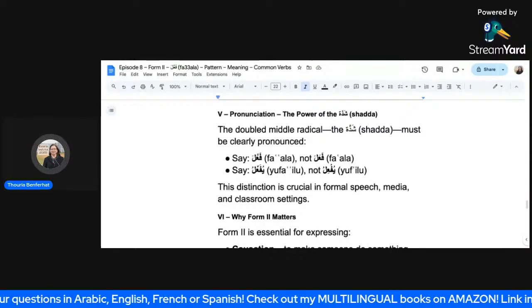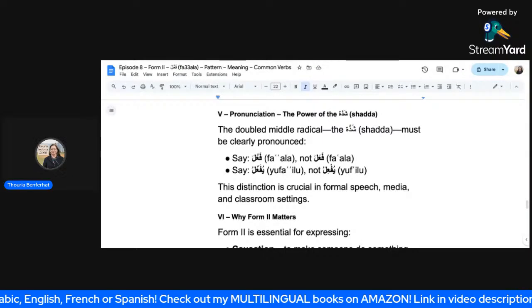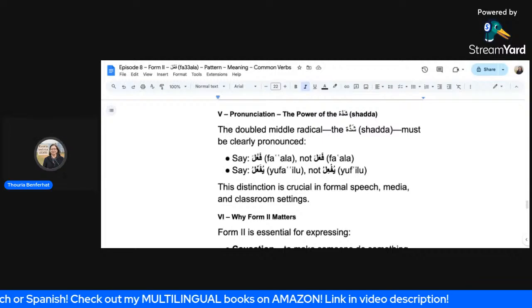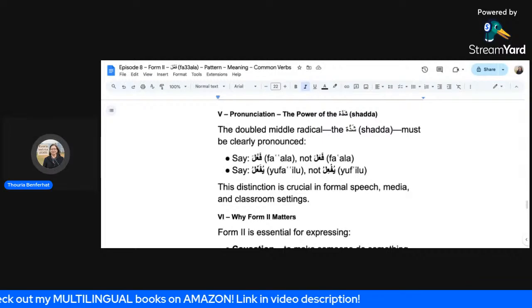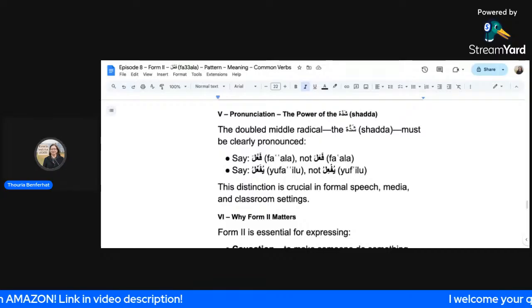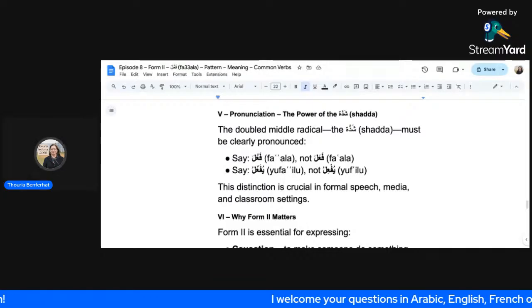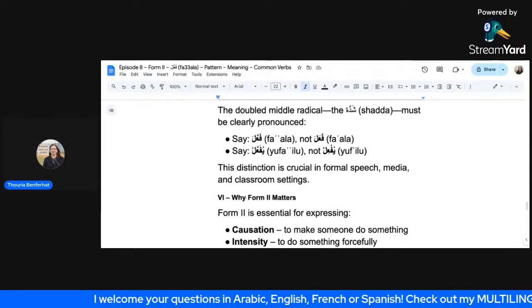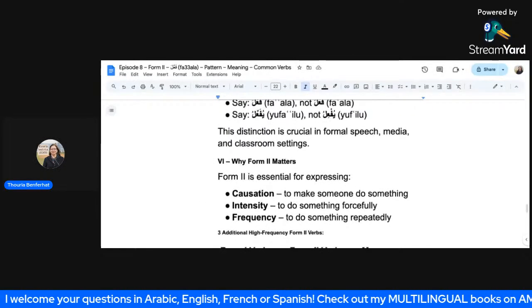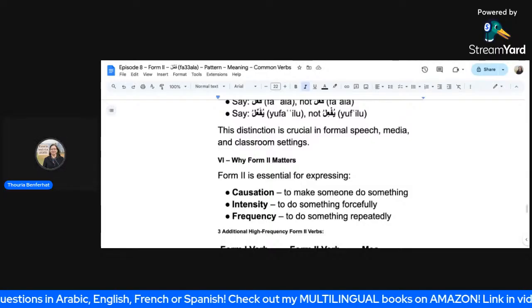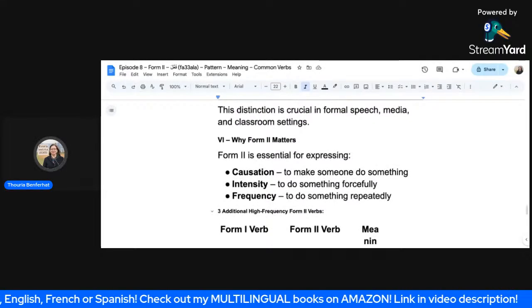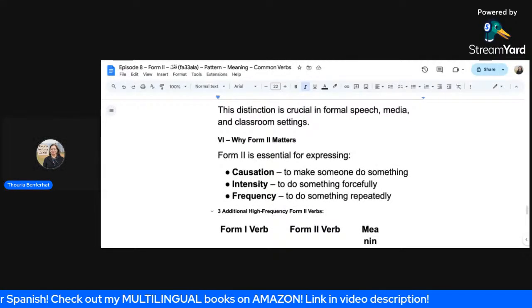Another example, the present of this form is يفعّل, double ayn, not يفعل. يفعل has a different meaning, or يفعل, which doesn't exist. Right? So يفعّل, stay longer on the ayn part of the verb. This distinction is crucial in formal speech, media, and classroom settings.